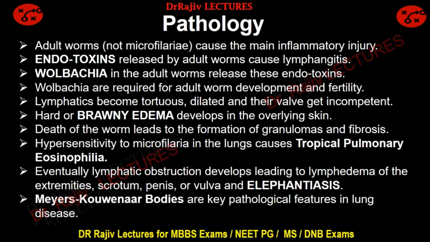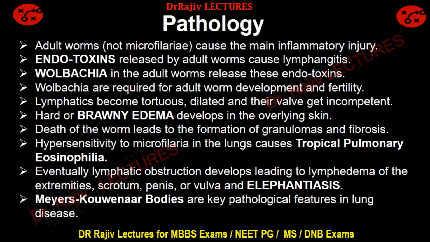The main inflammatory injury to the lymphatics and pathologic changes are caused by adult worms, not by microfilariae. Recent studies have demonstrated that the endosymbiotic Wolbachia bacteria, rather than the nematode, is the main cause of acute inflammatory changes in lymphatic filariasis. Wolbachia are required for adult worm development and reproduction. Antibiotics that eradicate Wolbachia impair worm survival and fertility.